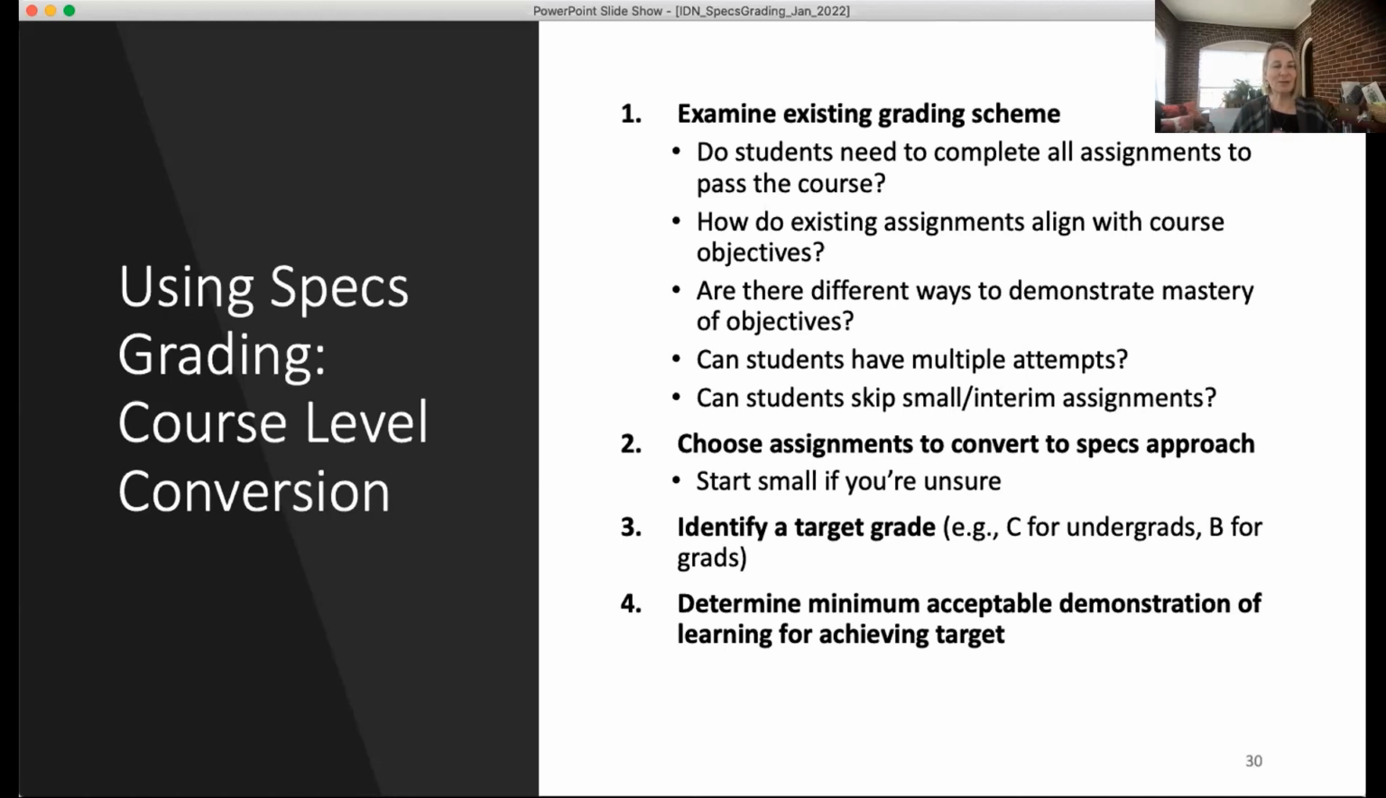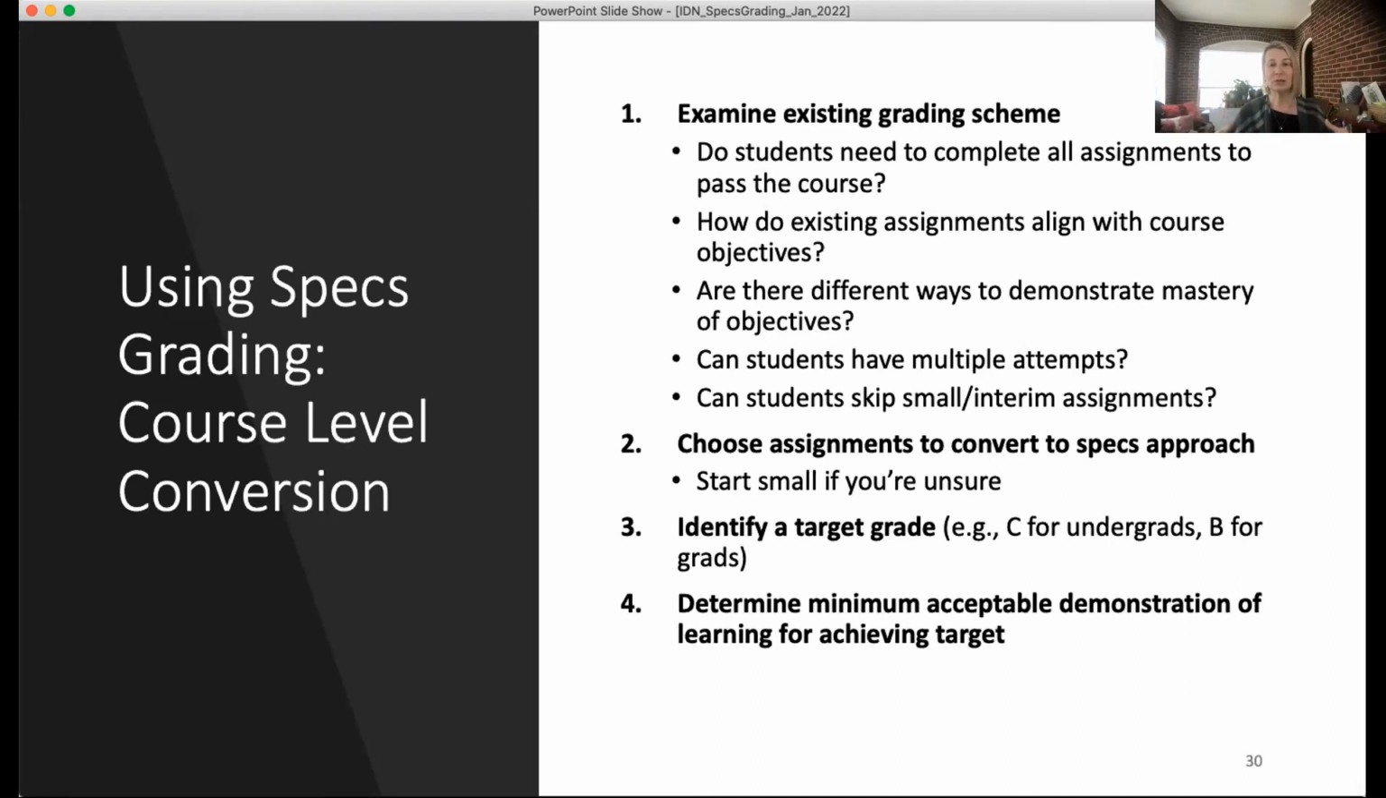And I recommend just trying it small if you're worried about this. Try it with a couple of minor assignments and see how your students react to it and see how you react to it. And then you can always roll it out, because the mixing and matching is all good here. You know, think about target grade scales for this.